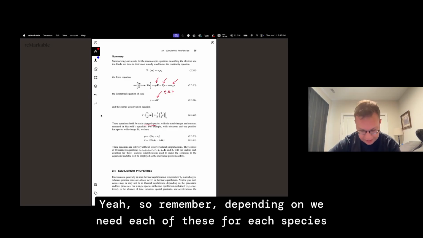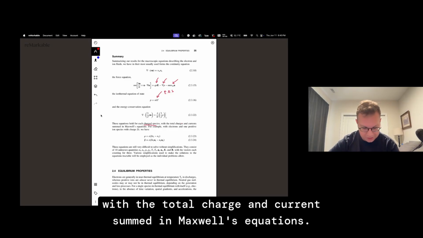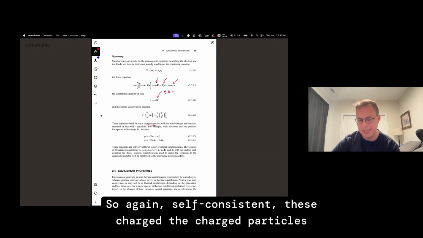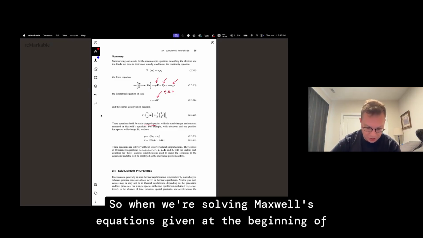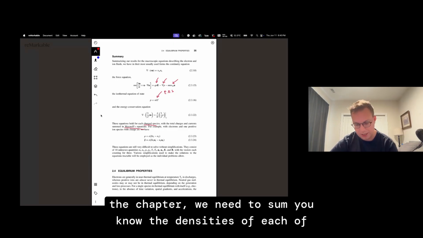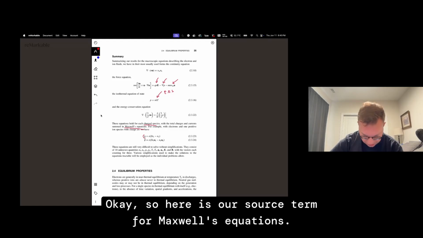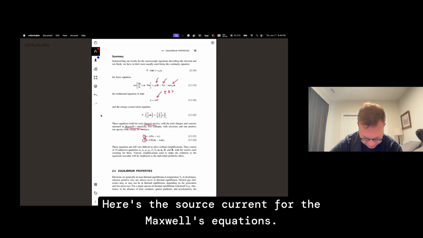These equations hold for each charged species. Remember, we need each of these for each species, with the total charge and current summed in Maxwell's equations. So again, self-consistent. The charged particles contribute to the fields. So when we're solving Maxwell's equations, given at the beginning of the chapter, we need to sum the densities of each of these and the currents. Here is our source term for Maxwell's equations. Here's the source current for Maxwell's equations.